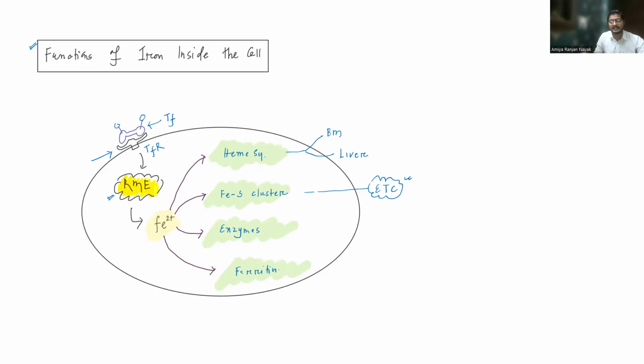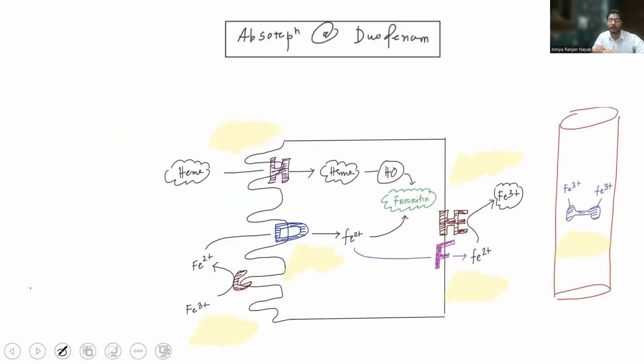Okay, and once it is inside the cell, it can be used for all these functions, and whatever extra iron is there can be stored as ferritin. And if there is more and more accumulation of iron inside the cell, the ferritin can be converted to hemosiderin that we have already discussed. Now let us start with the duodenum. How the iron is absorbed in the duodenum.